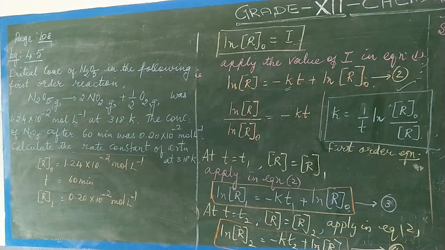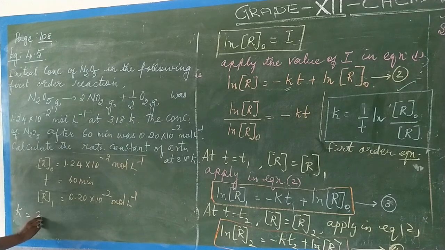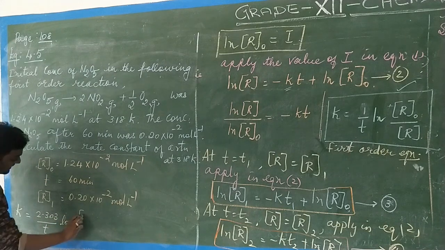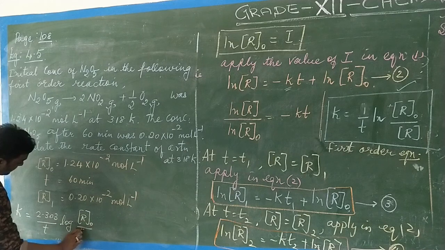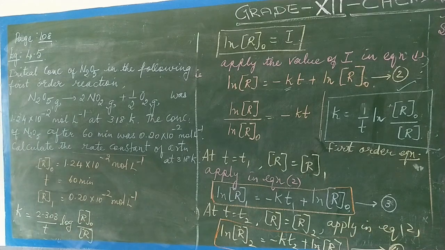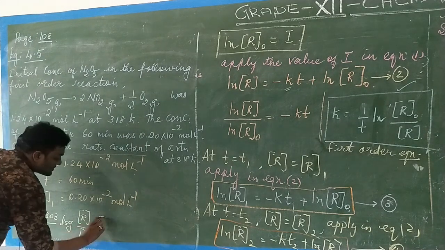So the rate constant for the first order kinetics, what is the formula? That is K is equal to 2.303 divided by T into the logarithmic value of concentration of R0 divided by concentration of R. That is the formula, isn't it? Concentration of R0 divided by concentration of R. So now you substitute the values.